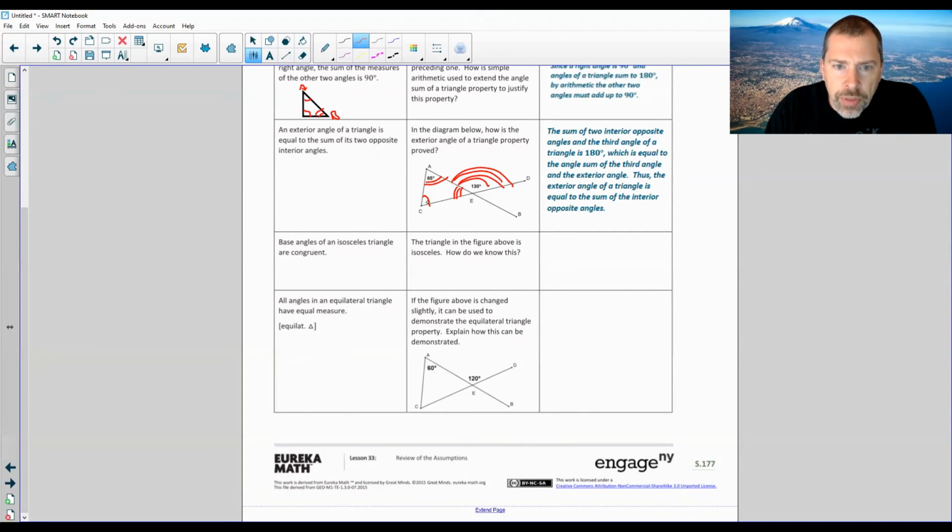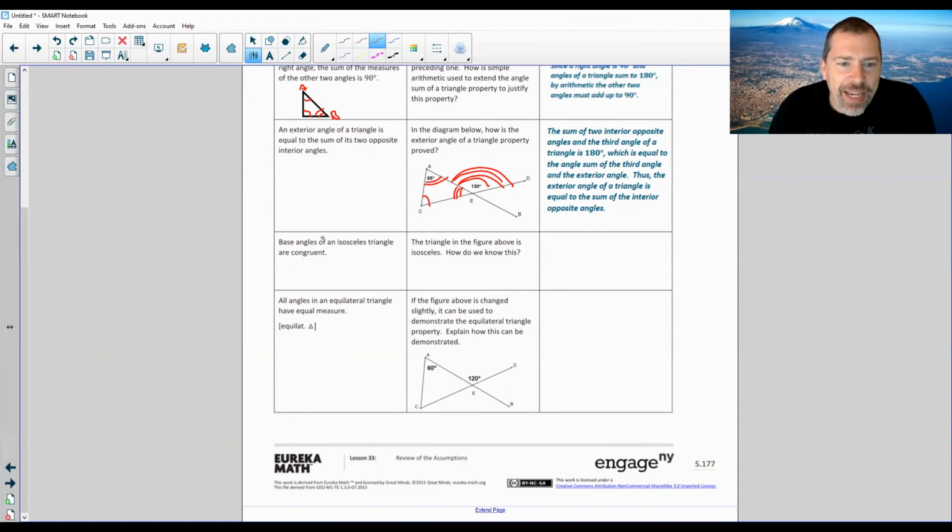Okay, so if this plus this equals 180, and this plus this equals 180, then this has to equal this plus this. That's what this is saying. Lots of this is going on.